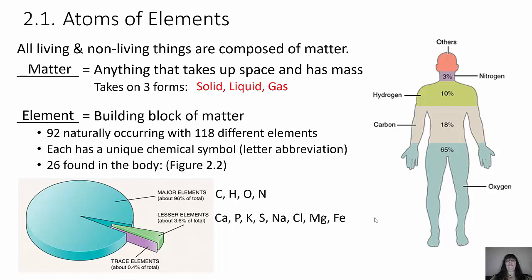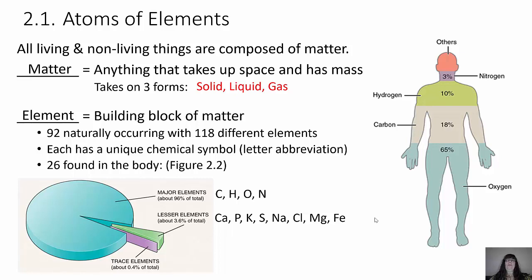Now, an element is a building block of matter. There are 92 naturally occurring, which just means that they occur in nature, and there are 118 total. We have made the other ones up in a lab. Each one of them has a unique chemical symbol, which is just a letter abbreviation. It's usually one letter, maybe two letters. And there are 26 found in the body.